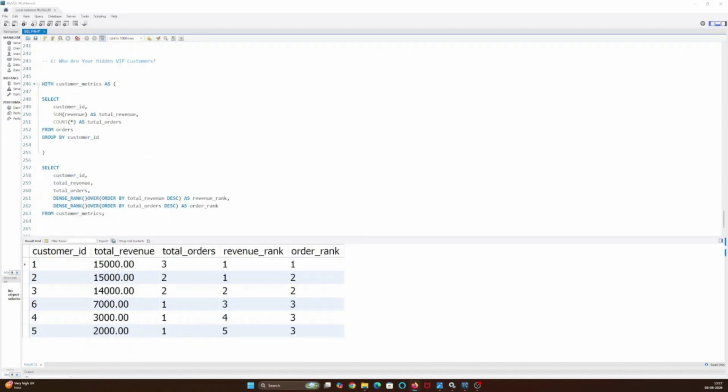First, we calculate total revenue and total orders for each customer. Then we rank customers by revenue. Then we rank customers by order frequency, using DENSE_RANK. Finally, we identify customers who perform well across both dimensions. Business impact. These customers are often the most loyal, most engaged, and most valuable long-term. These are the customers companies should protect. Many loyalty programs are built around this exact idea.